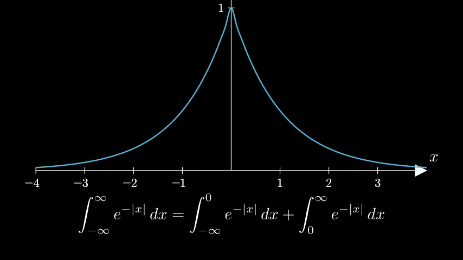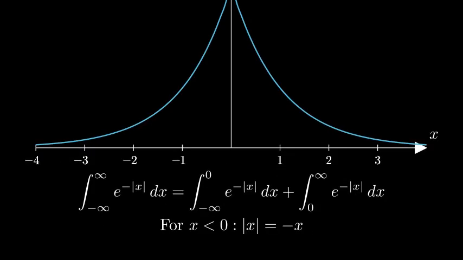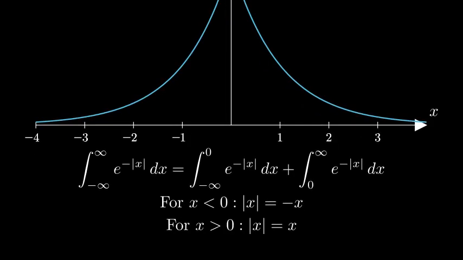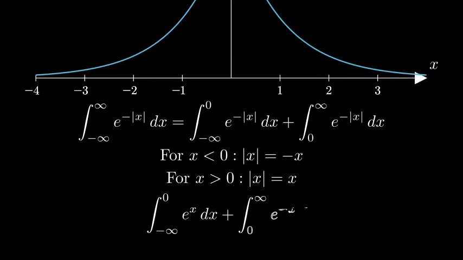Now let's consider what absolute value means in each region. For x less than 0, the absolute value of x is negative x. For x greater than 0, the absolute value of x is just x. So we can rewrite our integral as follows. The first integral becomes e to the x dx from negative infinity to 0, and the second becomes e to the negative x dx from 0 to infinity.